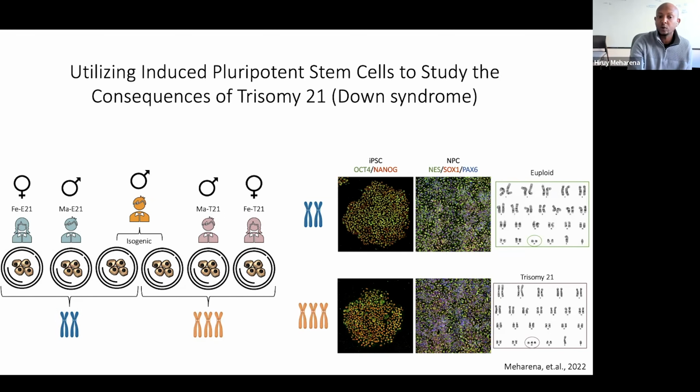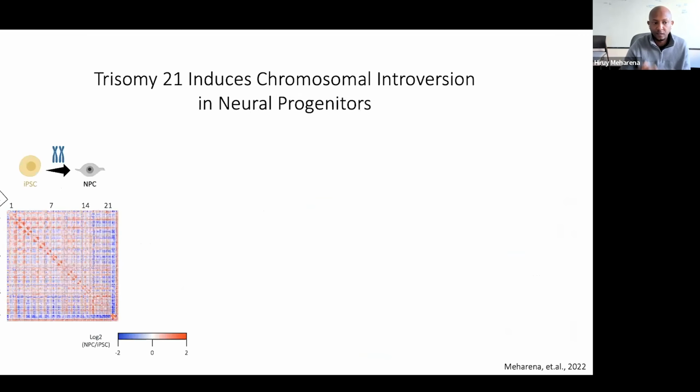and next I'm going to show you this differential analysis of the interaction maps. So as I mentioned, there are significant alterations as we go from induced pluripotent stem cells to neuroprogenitor cells. This is a map showing the difference in neuroprogenitor cells and induced pluripotent stem cells in the euploid individuals, where red indicates a significant increase in interaction in neuroprogenitors, and blue represents a significant reduction in neuroprogenitor cells as compared to induced pluripotent stem cells.